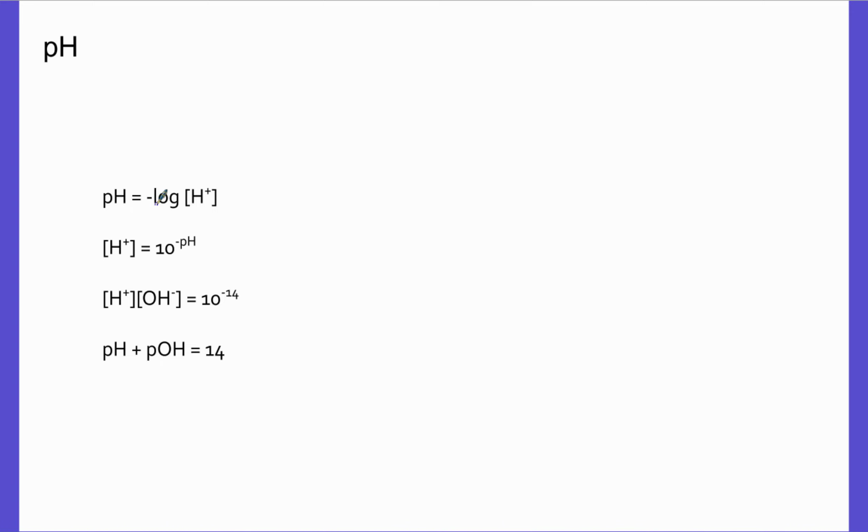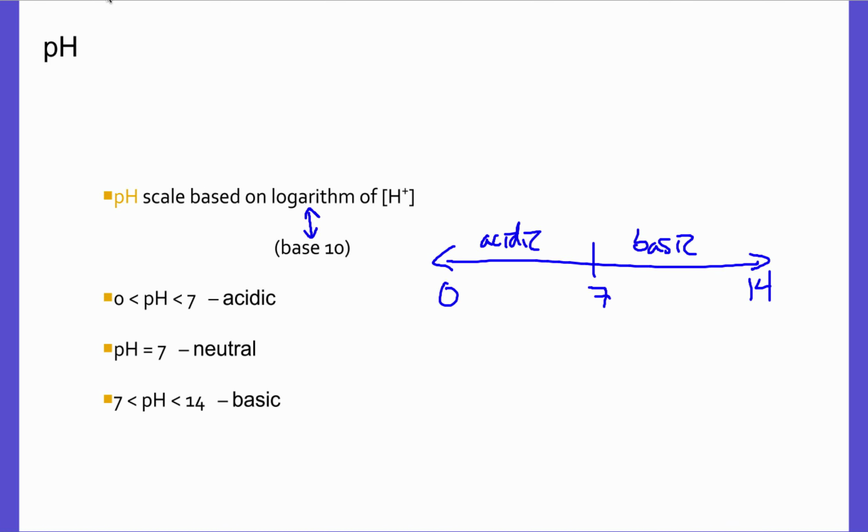Because I don't like negative numbers. People aren't comfortable with negative numbers, right? If it was from 0 to negative 14, this would make more sense in terms of context. But since people don't like negative numbers, we do a negative log of that hydrogen ion concentration, which is why low numbers are more acidic. That actually means there's more hydrogen ion, because low negative exponents means that there's more hydrogen ion than hydroxide.